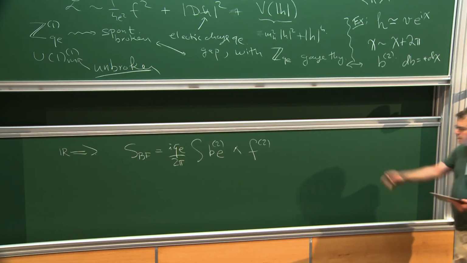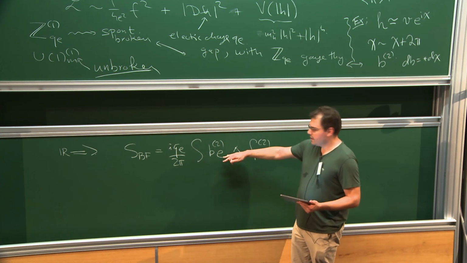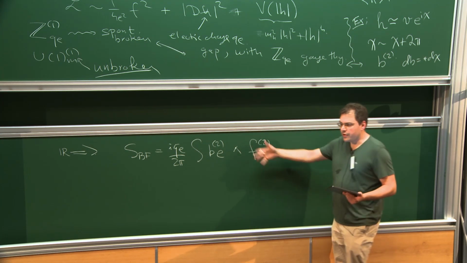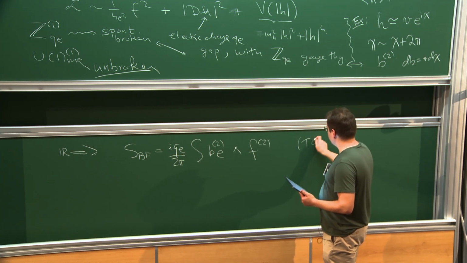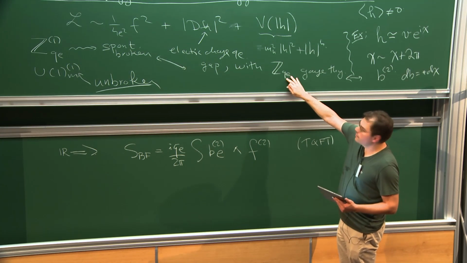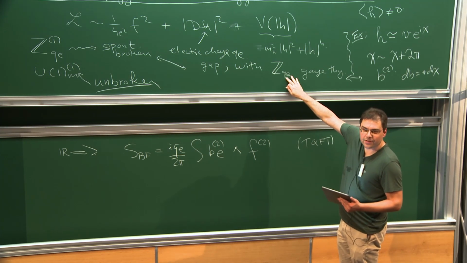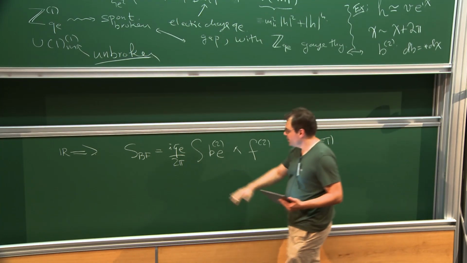It's not a Chern-Simons theory, it's a BF theory, but it's a little bit like a Chern-Simons theory. It's an abelian theory of forms, and it's a TQFT. So this is a TQFT that represents, among other things, unbroken Z_{Q_E} gauge symmetry.